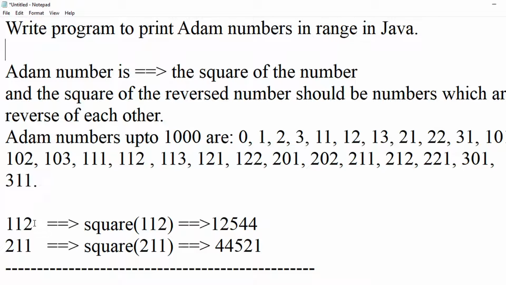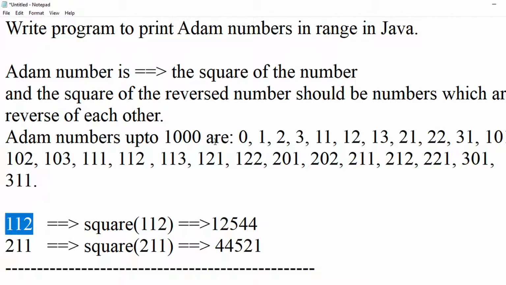I'll just tell you an example. 112 is an Adam number. If you square 112, you get 12544. Reverse the number 112, that is 211. You square 211, you will get 44521. These two are reverse of each other. So we are saying 112 is an Adam number.